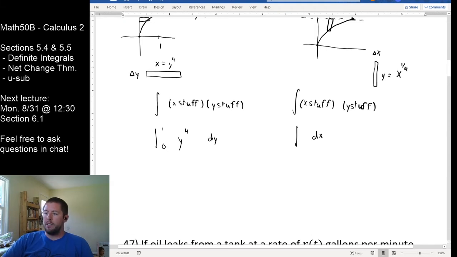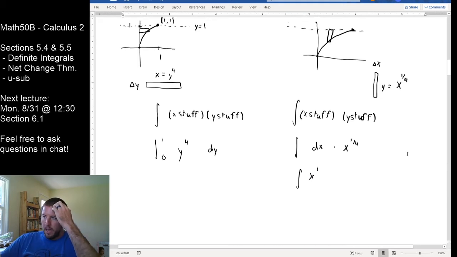So I've got my dx for my x stuff, the x component, the width of my rectangle, delta x. The height: I want this to be in terms of x because I've got dx stuff. So my height is y, but I know how to represent y in terms of x. It should be x to the 1/4. This is a weird way to write this integral, but it doesn't matter. This dx is multiplicative in there.